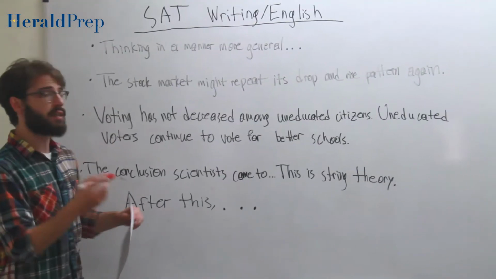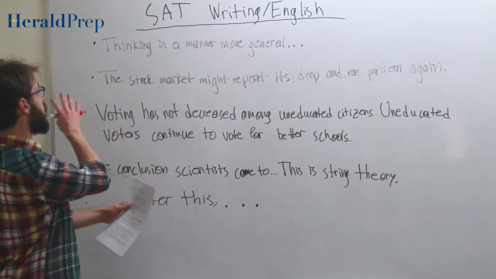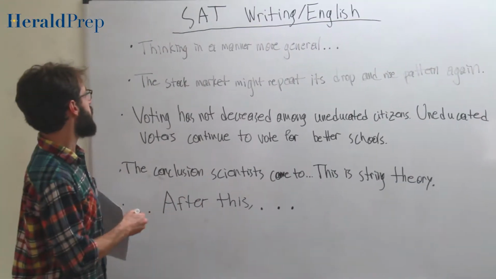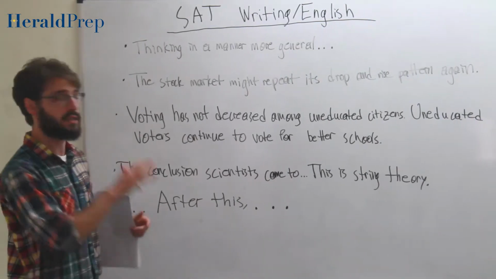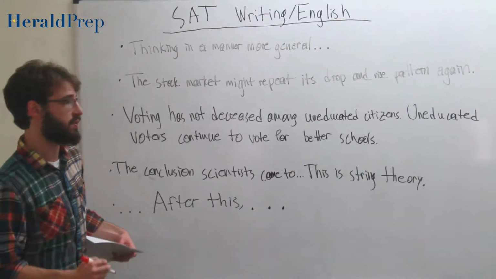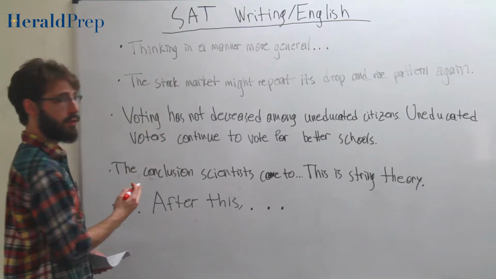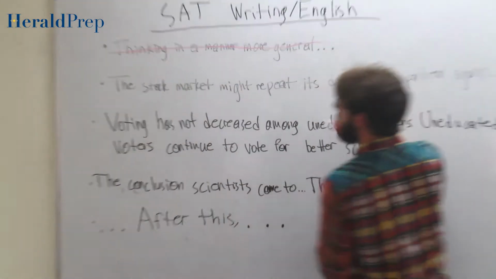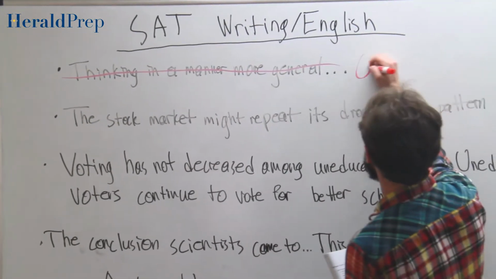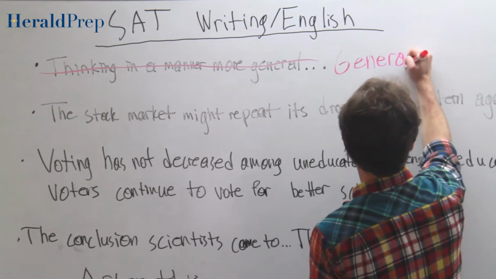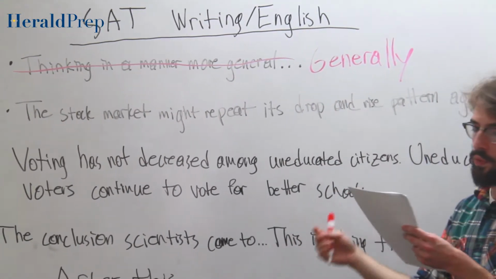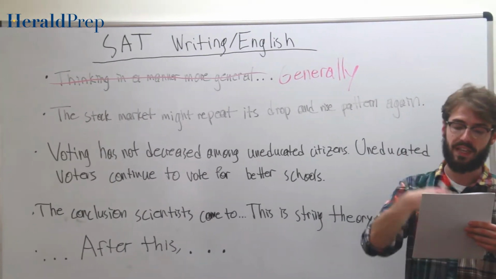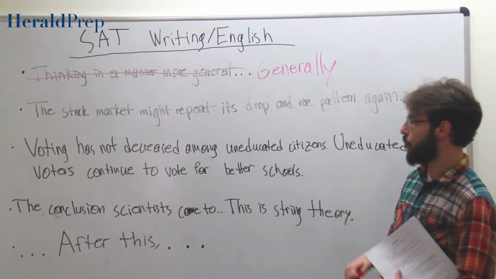Now the error in this sentence, like I already said, is that it's overly wordy. We're using a lot of words to convey an idea that could be conveyed with only one word. So the correction that we should make to this sentence, again, on the actual test, this will be a multiple choice option, but for demonstration purposes, I'm going to write it out on the board. So we would eliminate this phrase, thinking in a manner more general, and replace it simply with the word generally. So the sentence then would read, generally, we can say that good schools enable people to learn more. As you can see, the same idea is still expressed, but with only one word.